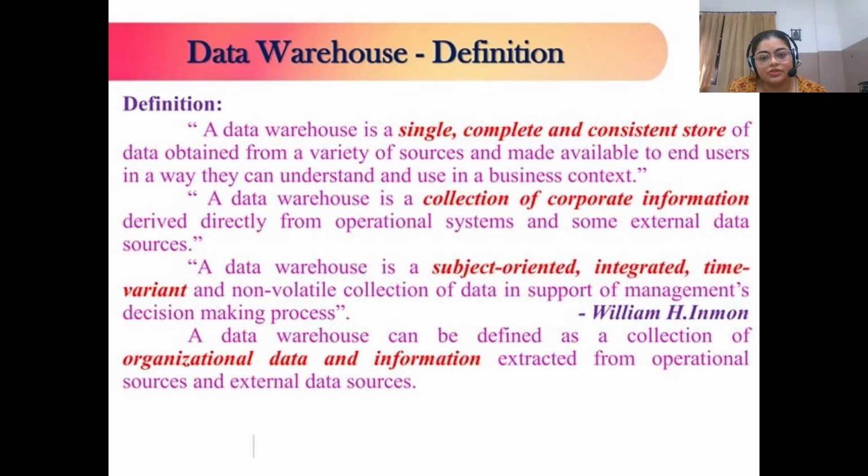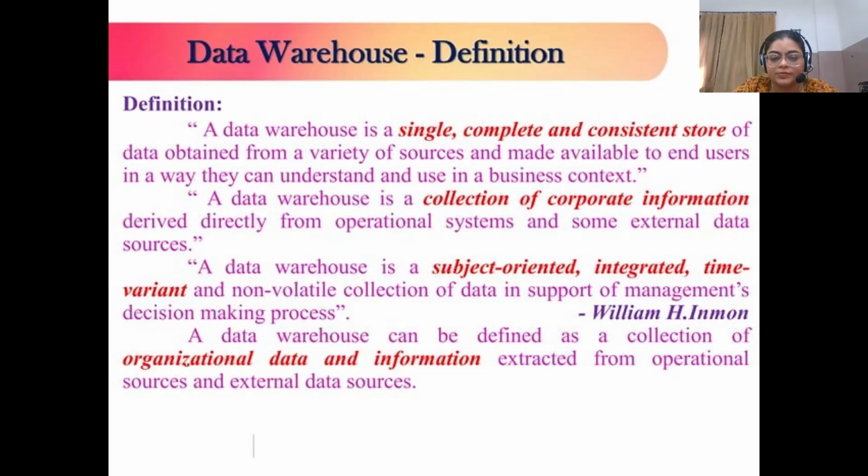Another definition: a data warehouse is a single, complete and consistent store of data obtained from a variety of sources and made available to end users in a way they can understand and use in a business context. Are you understanding what this first statement is saying? It is a complete, single and consistent store, the storage area where all the data from a variety of sources is stored and made available to end users for the business context.